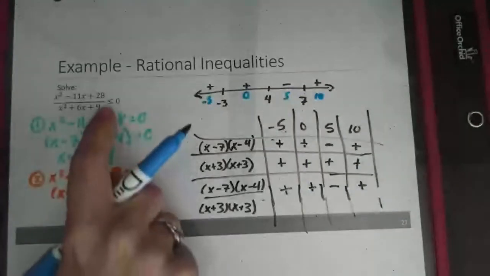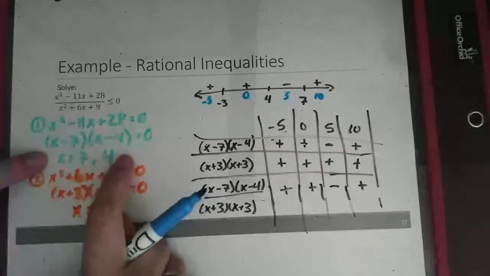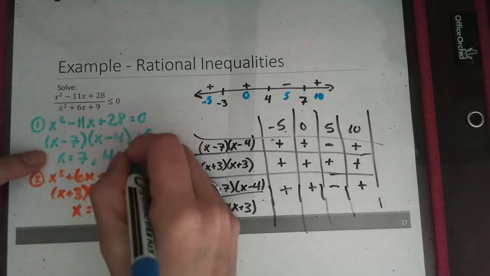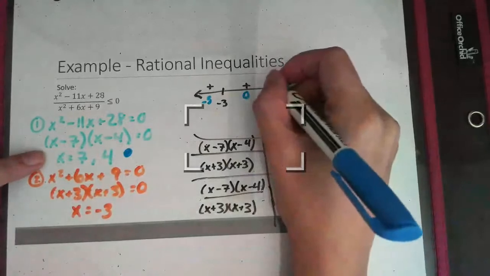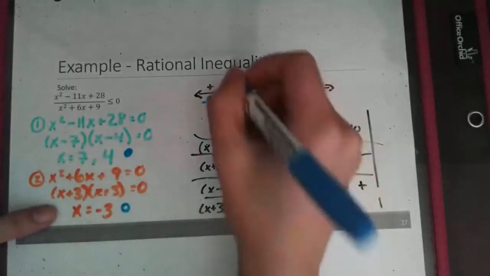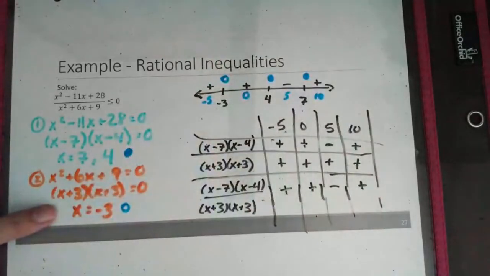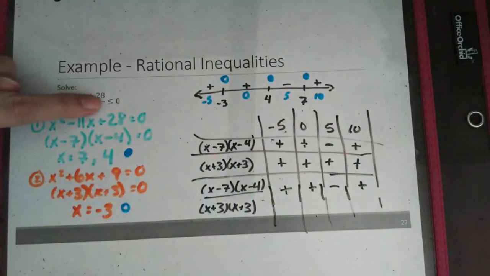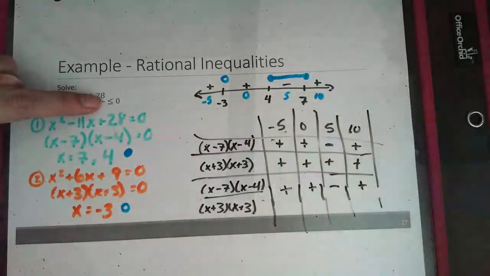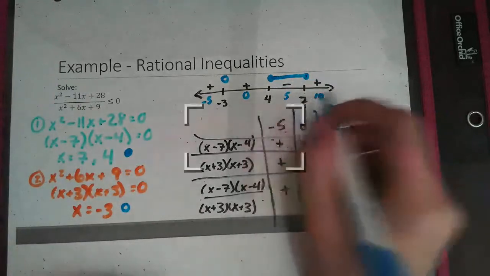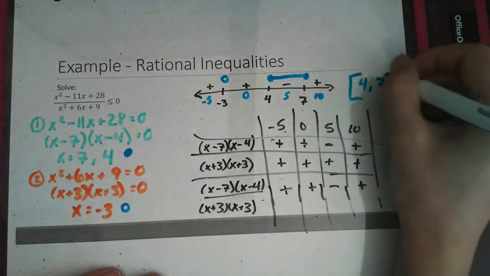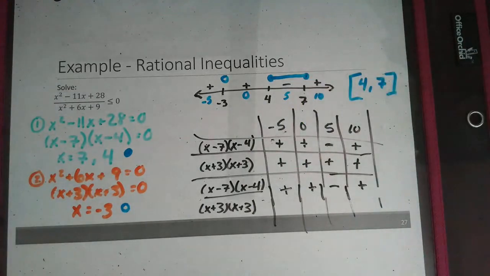So the inequality symbol tells me whether these are going to be open circles or closed circles. Since equal to is an option, 7 and 4 are going to have closed circles on them. What I get in step 2 for the denominator is always an open circle. I want the sections of number line that are less than or equal to 0, so I want the negative section, which is right here. So I only want 4 to 7. And since they are closed circles this time, they are going to get square brackets.